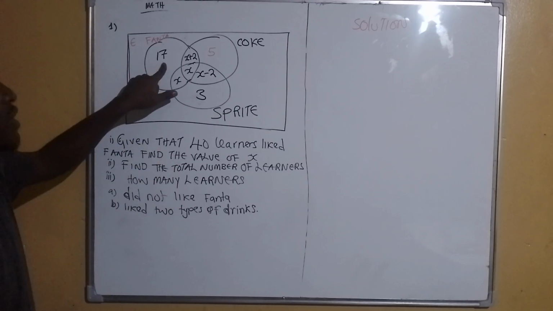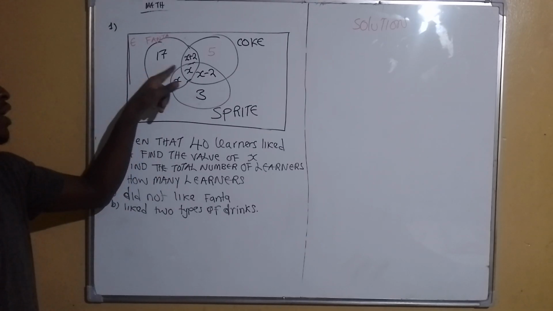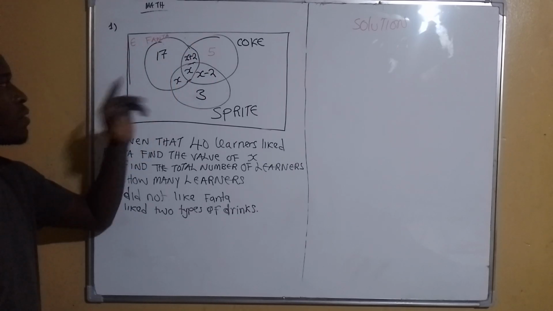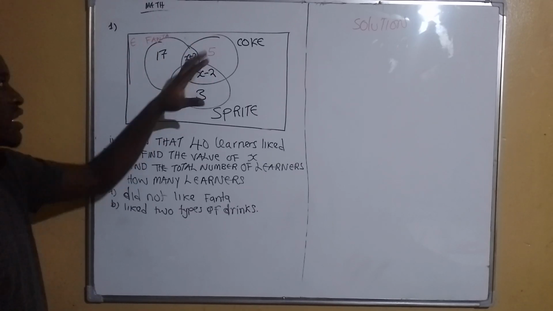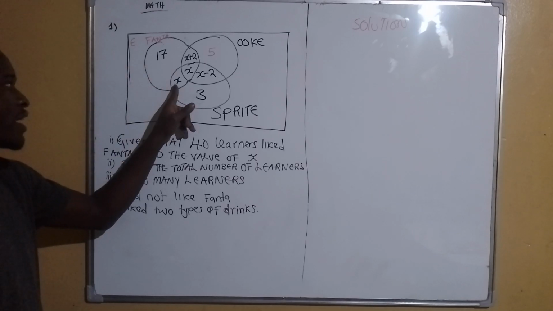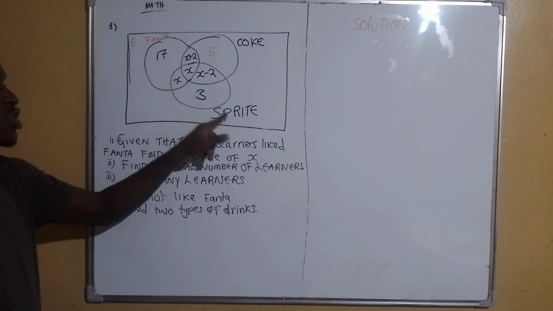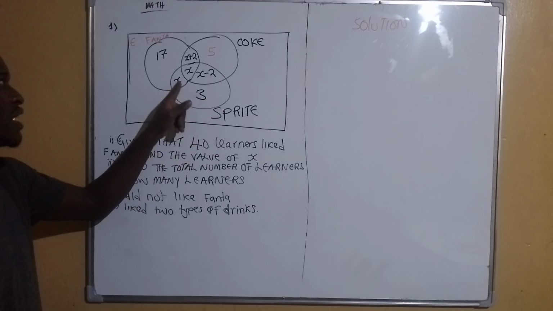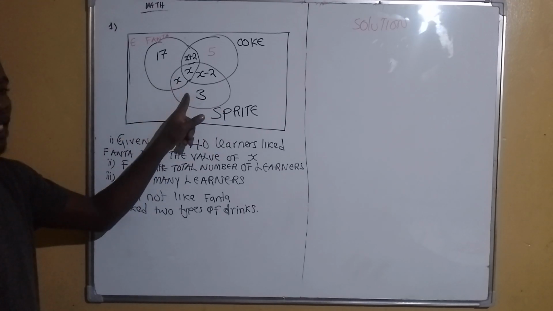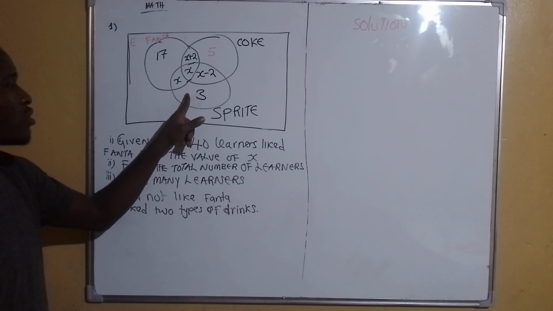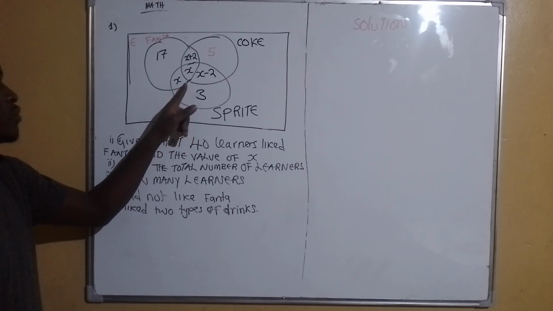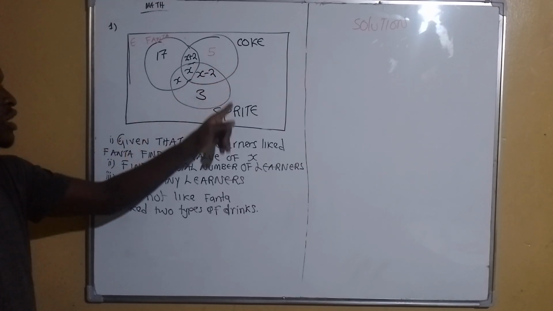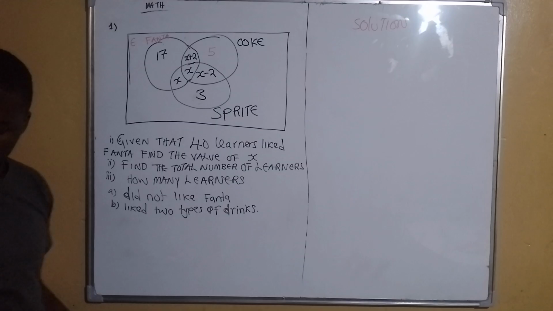We are given that 17 liked Fanta, X plus 2 liked both Coke and Fanta, and X learners liked all the drinks. And then we have X here who liked Fanta and Sprite. Why are we saying they liked Fanta and Sprite? It's because this is the intersection between Fanta and Sprite. Okay. Now from there, we have X minus 2, which is the learners that liked Coke and Sprite.